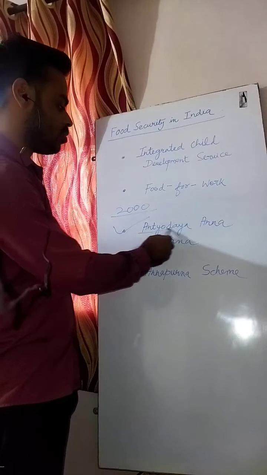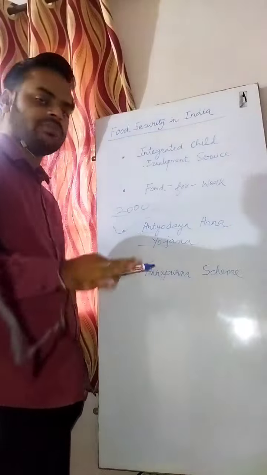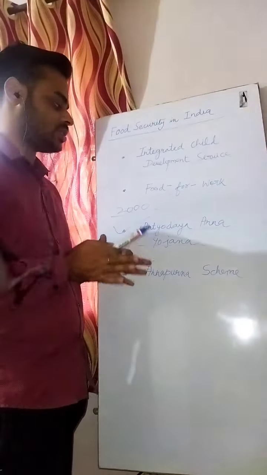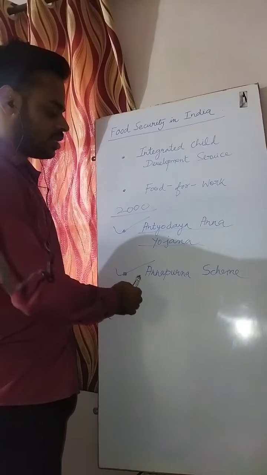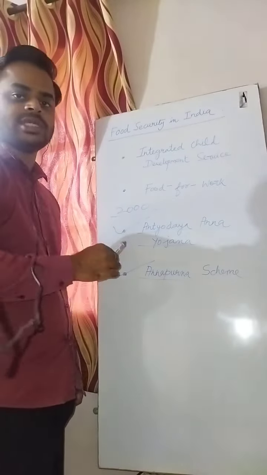In the Antyodaya Anna Yojana, people who were very much below the poverty line, even below the poverty line, were covered. One crore of such people were selected and they came under the food security scheme, under the Antyodaya Anna. Next is the Annapurna scheme. This scheme also came in the year 2000. It ensured food security for senior citizens.